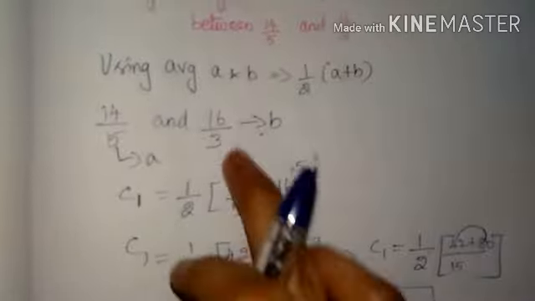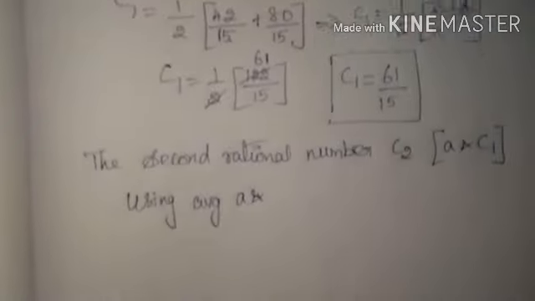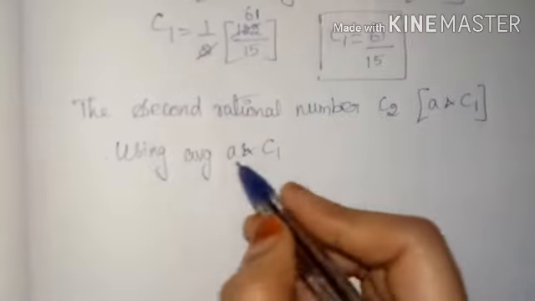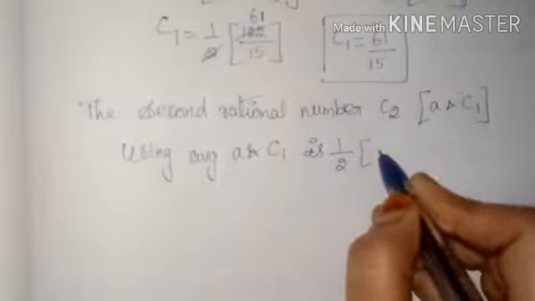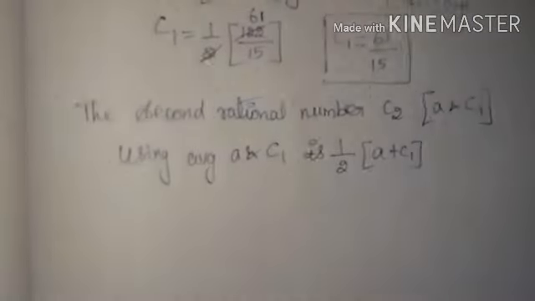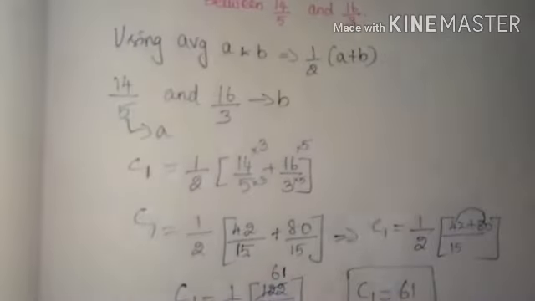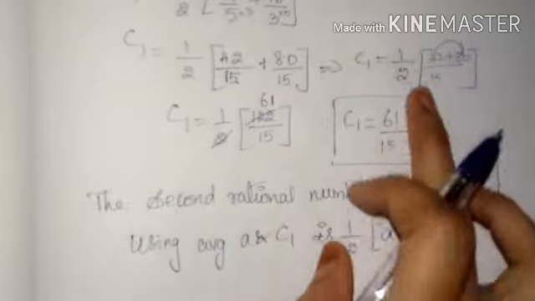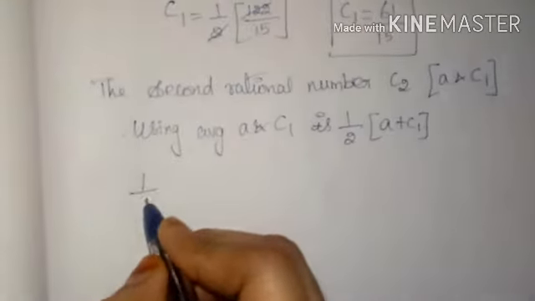In the first rational number we found the average between A and B. But in the second rational number we have to find the average between A and C1. What is the formula? 1 by 2 into A plus C1. In the first rational number we used 1 by 2 into A plus B, but in the second rational number 1 by 2 of A and the first number we found, C1. So A plus C1.